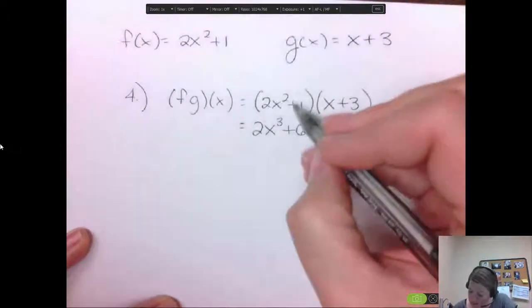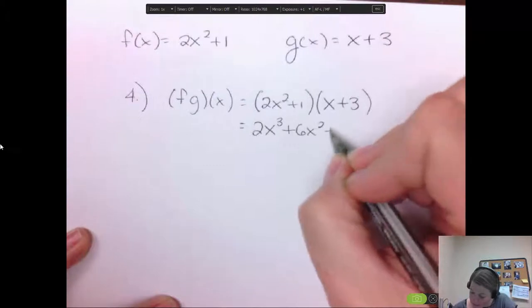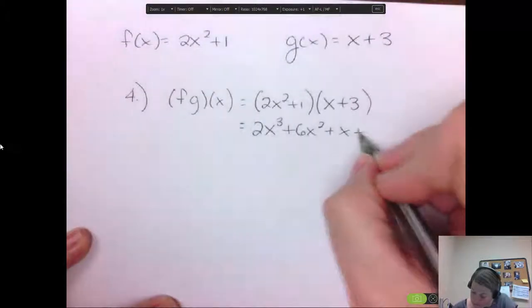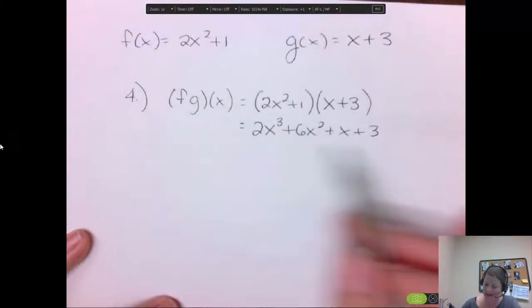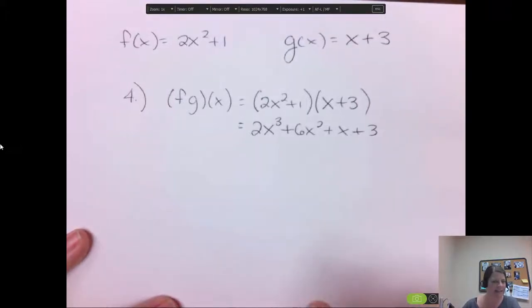Then switch to the 1. 1 times x is x. 1 times 3 is 3. And then I don't have like terms on this one, so I'm actually done. Okay.